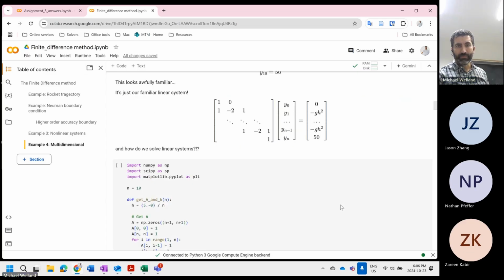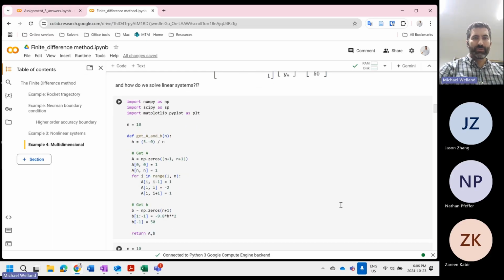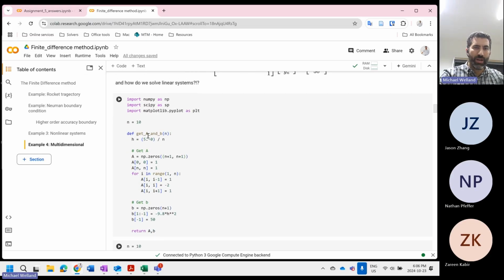Okay. So this is a code. It gives us the matrix A and B. First thing we have to do is work out our step size depending on the number of elements that we want, our discretization. Here I said 10, so we're going to get a step size of 0.5. This is just building that matrix. So it looks kind of messy, but it's actually super simple.